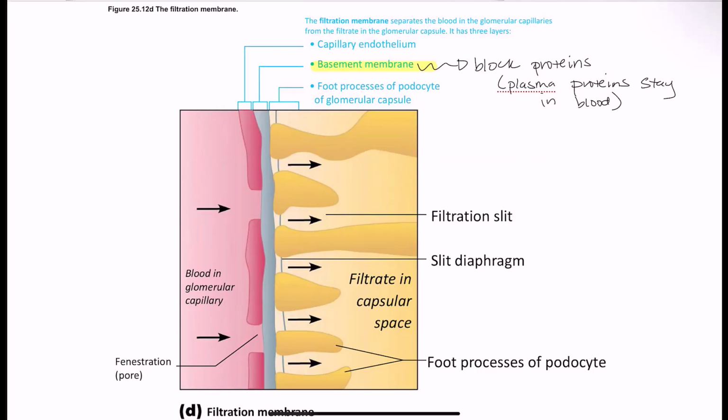The combination of these three layers is called the filtration membrane. So all three of these layers all together is called the filtration membrane. And that just makes sure that we're regulating exactly what's leaving the blood to form the filtrate. And we've talked about what stays in the blood, right? So let me write this down. Stays in the blood.